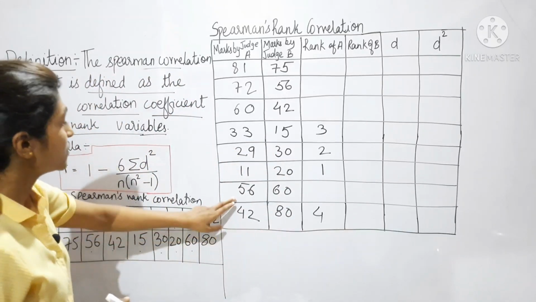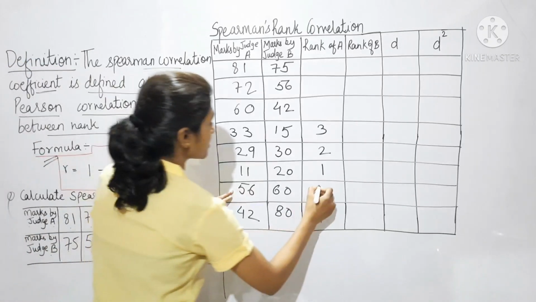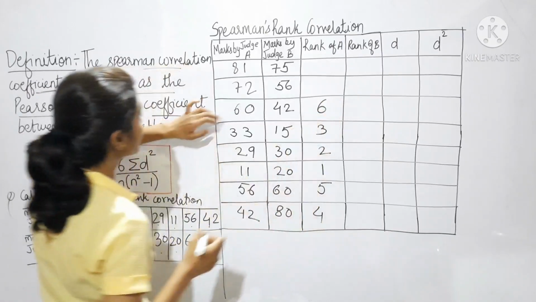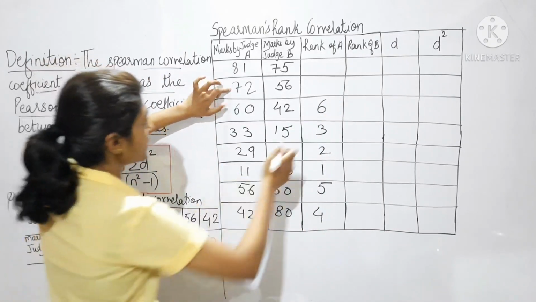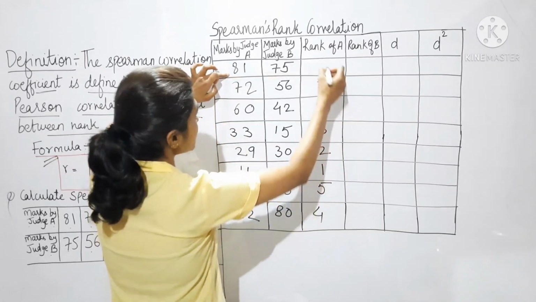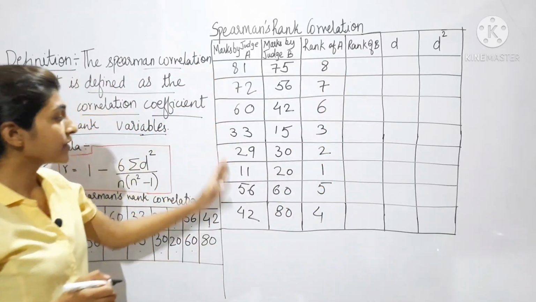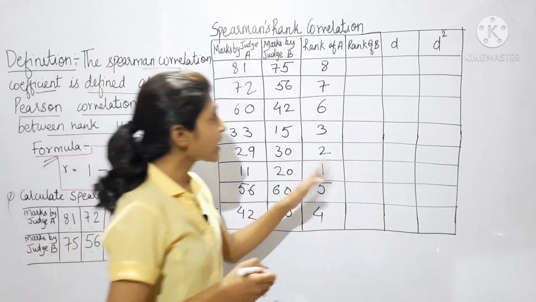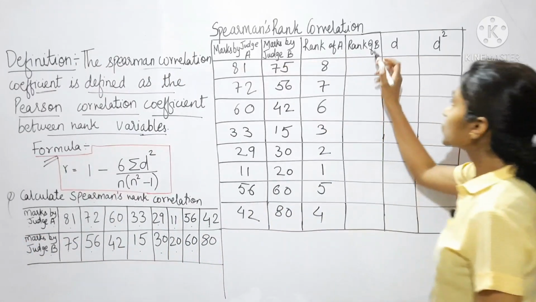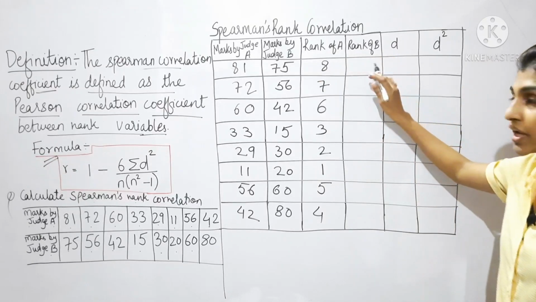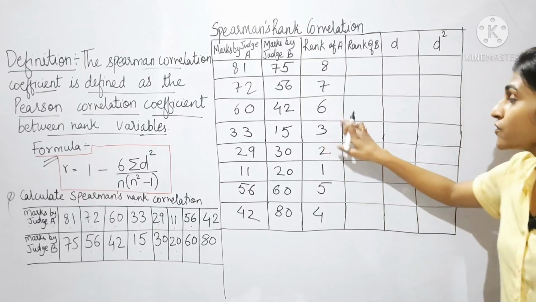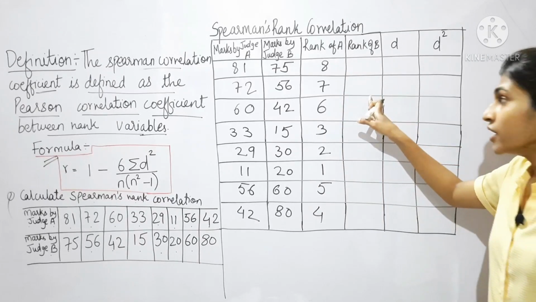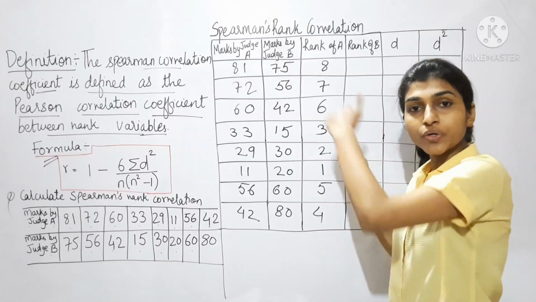After 42, 56, rank 5. After 56, 60, 6th rank. After 60, 72, rank 7, and the last is 8. Okay, so I have given the rank to the marks given by judge A. Now in the same way you are going to give rank to the marks of judge B. Here you have selected from lower to higher, so in the same way you have to give the ranks here also, from smaller to higher.